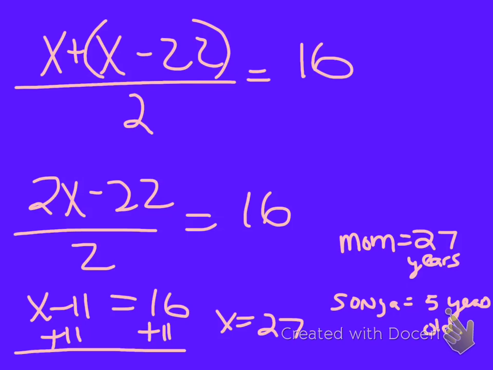Okay. Let's do number 6. Rebecca. The length of Rebecca's garden is 7 feet less than twice its width. The perimeter is 56. What is the width and length? So what are my 2 labels? Last time we had Sonia and Mom. This is going to be length and width.